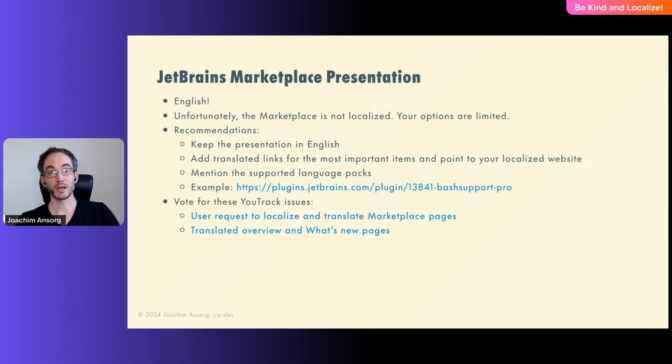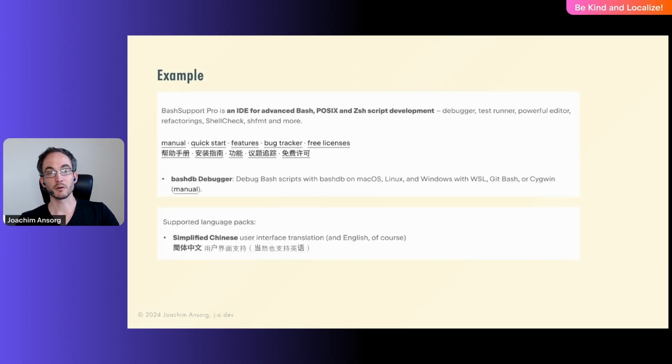Then there's the actual presentation on the marketplace. It's English, and the marketplace is not fully localized, unfortunately. So you're limited in what you could do. Make sure to keep your presentation in English. Add translated links. And you could also mention the supported language packs. I'm doing that for Bash Support Pro. And there are two YouTrack issues you could vote on to get a localized marketplace. Here's an example for Bash Support.